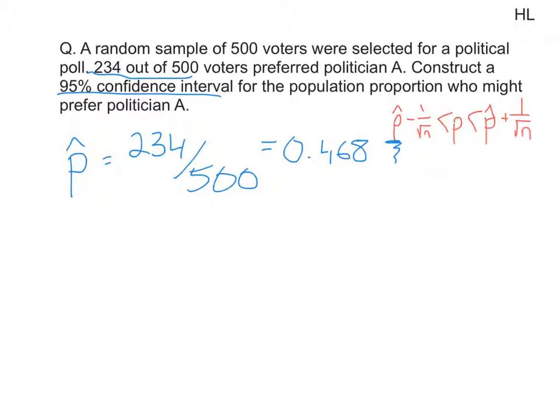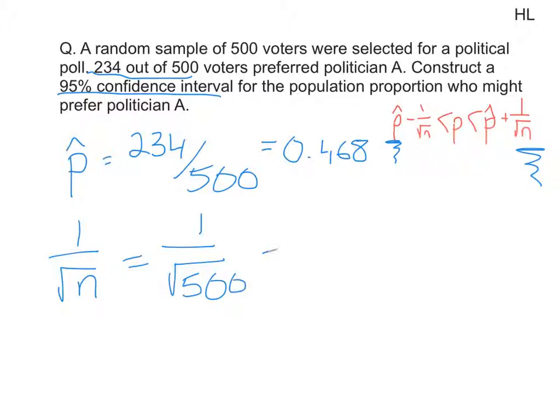Going back to our formula, the next thing we need is our margin of error. So our margin of error is 1 over the square root of n, where n is the sample size. So in this case, it's 1 over the square root of 500. And this is equal to 0.0447 when rounded.